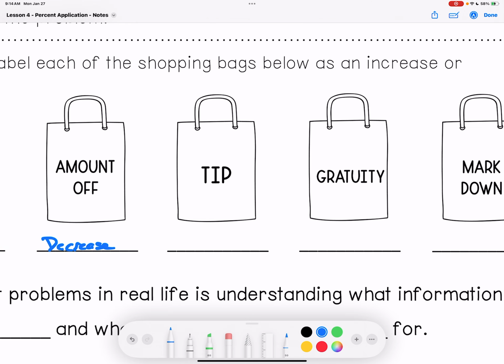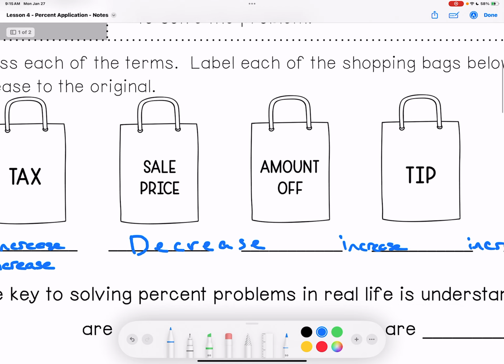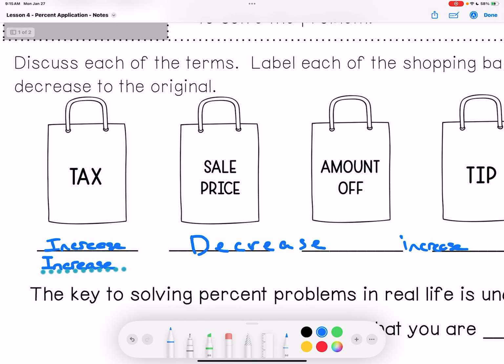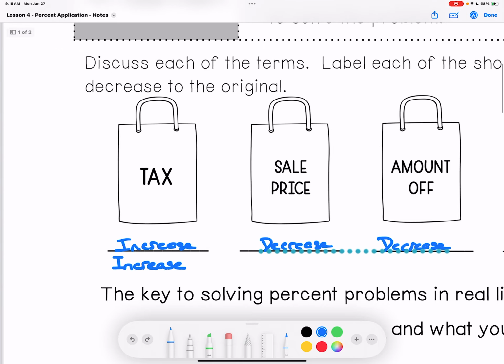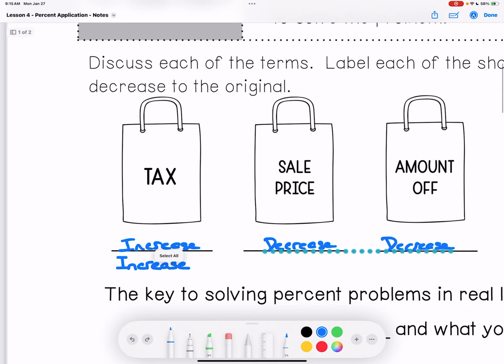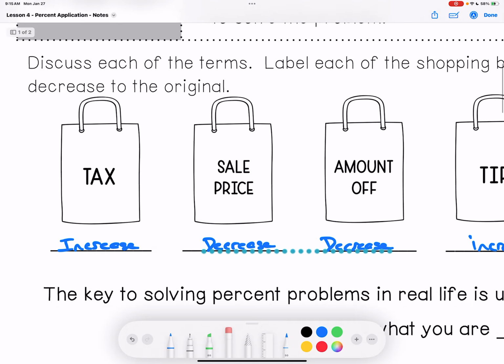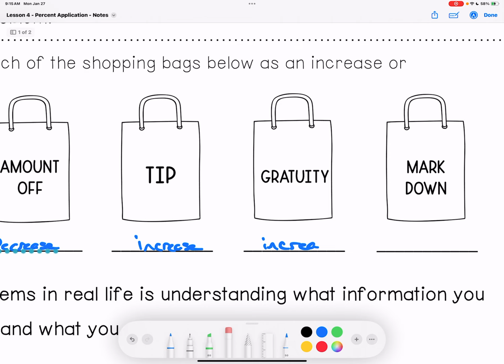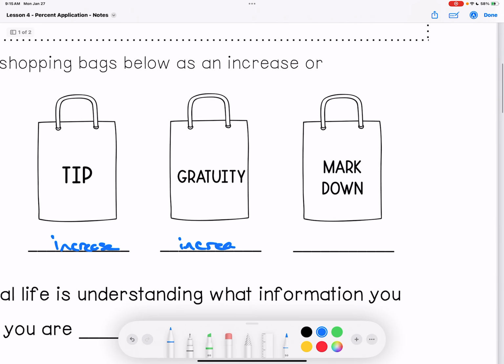Gratuity was an increase. And lastly, markdown is a decrease.